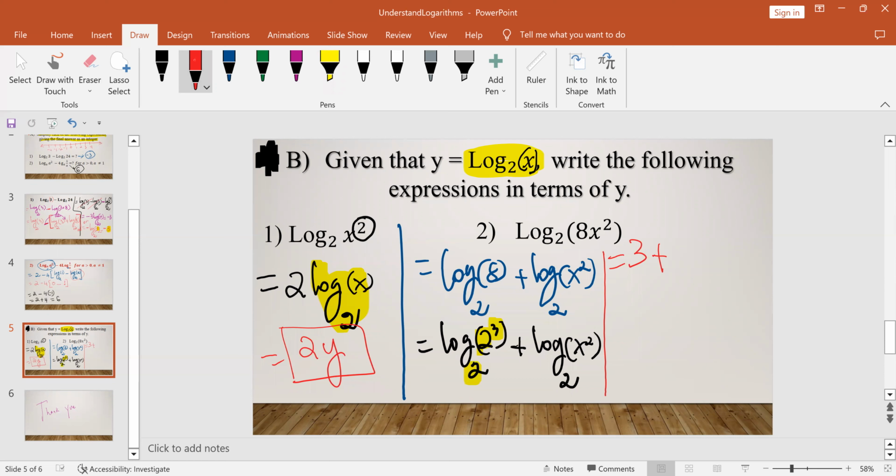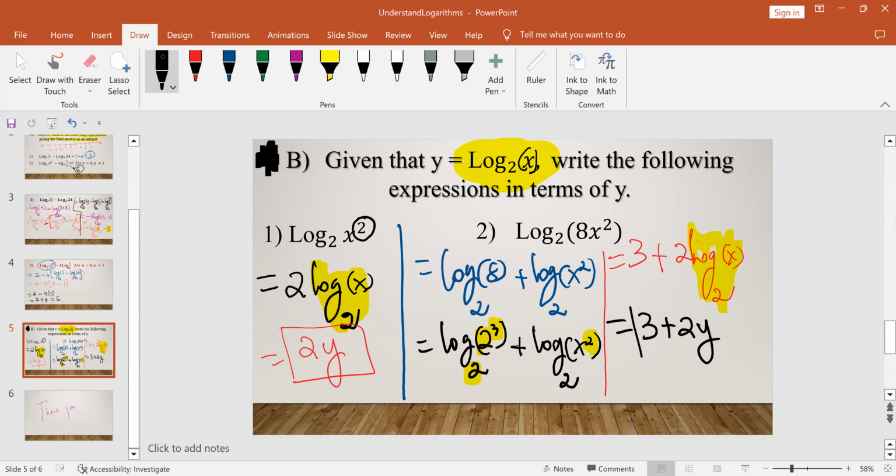Here we're going to have a 2. Where did that 2 come from? That's the power, which becomes a coefficient for the log. So 2 log of x with base 2. And again, remember what we have here, the log part, log of x with base 2, is the y they give in the direction. So the answer to this question is 3 plus 2 multiplied by y.